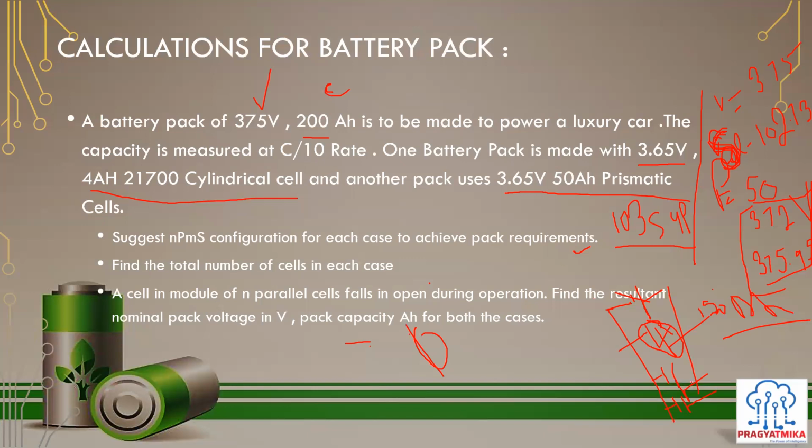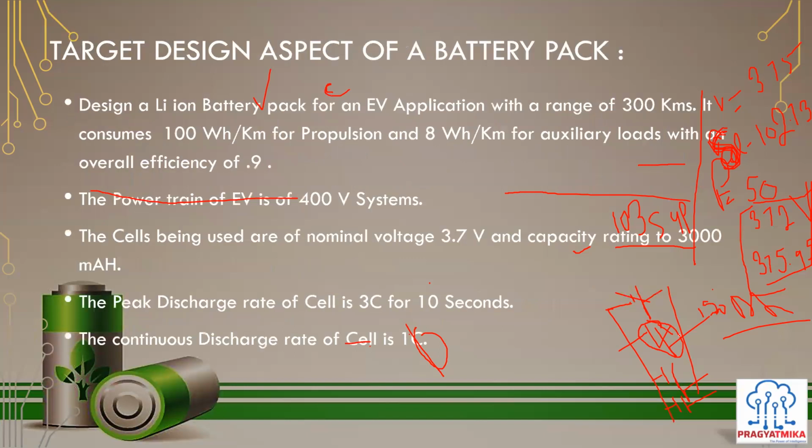Is it clear? Any questions? No, sir. So one full parallel group would be cut off from the battery pack in that case. If one cell out of the parallel group gets open, that group would get cut off. Yes. So that reduces the capacity of the total battery pack. Any questions? No, sir. Okay, then we are moving towards another one.